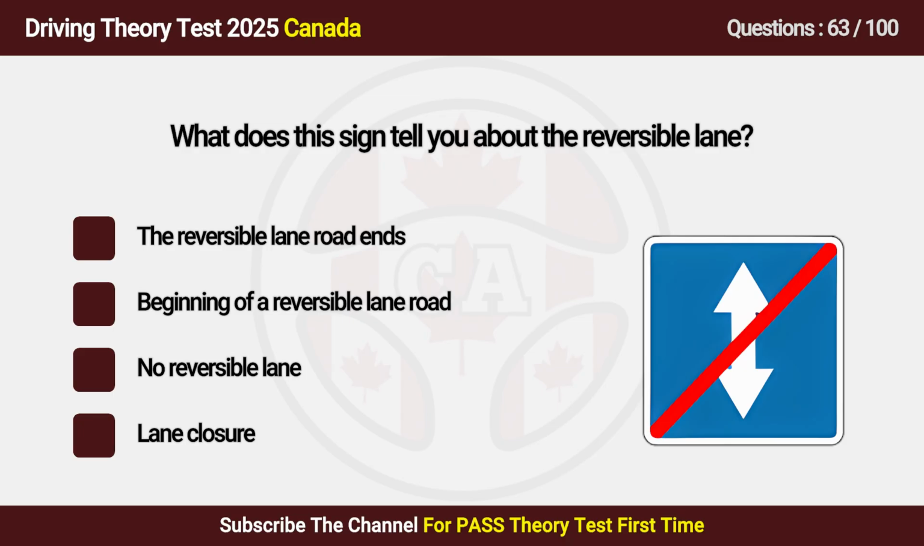A. The reversible lane road ends. B. Beginning of a reversible lane road. C. No reversible lane. D. Lane closure.